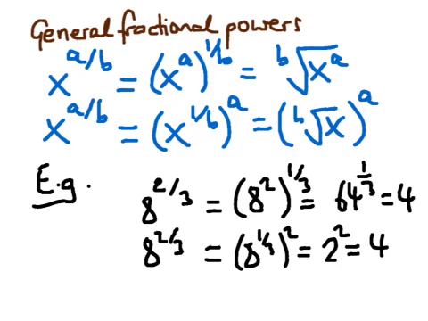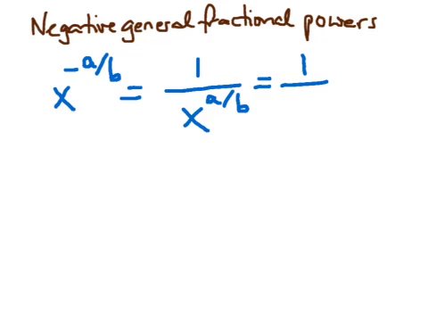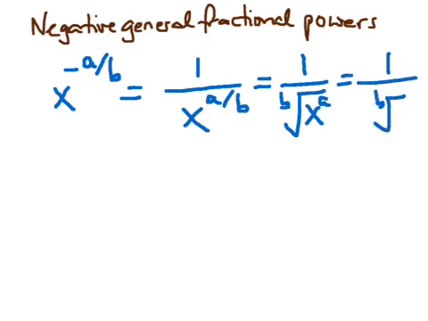Negative general fractional powers, of course, just mean 1 over the fractional power, so I'll write that on a new slide. So a negative general fractional power like x to the minus a over b, we realize again the minus sign simply means that we have 1 divided by x to the a over b. And this then means again, just as before, that we could say that this is 1 divided by the bth root of x to the a, or we could say that this is 1 divided by the bth root of x, all raised to the power of a. So that is all that a negative general fractional power means.